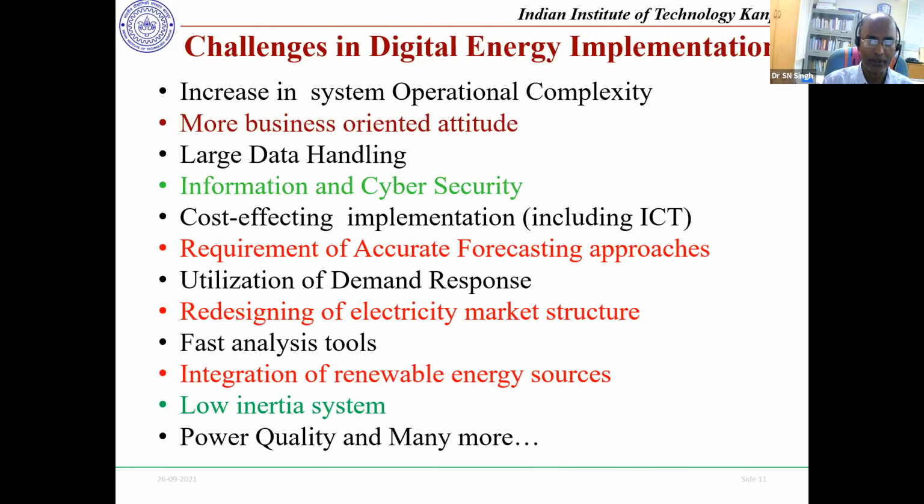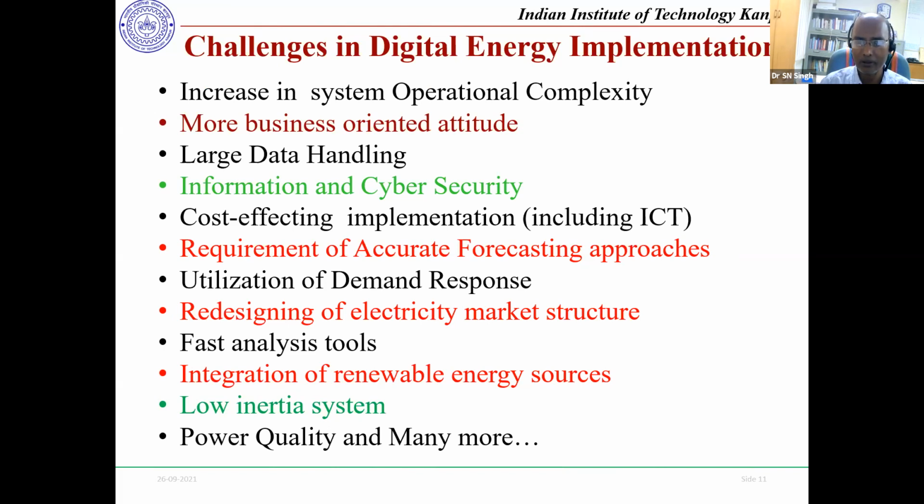So there are challenges, no doubt, once we go into digital energy transformation. It is increasing the operational complexity. Each generation and each load is behaving in its own way, so the complexity is increasing. So we require technologies, and we already have the technology to handle it properly.